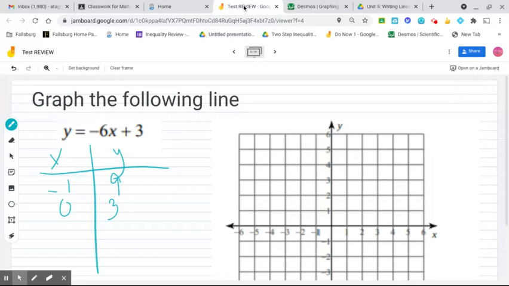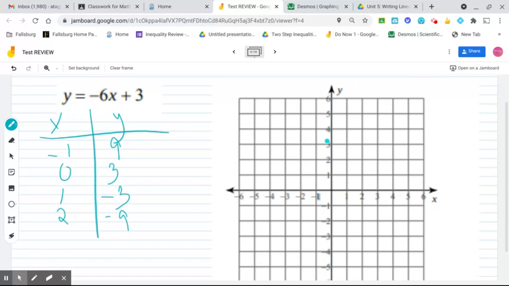1, -3, and 2, -9. Okay, so we want to make sure we copy some of the table over before we actually graph it. So we're going to graph the point -1, 9, and it only goes up to 6 here. So we're not going to graph that one. We're going to start with 0, 3. So 0, 3 is right here.